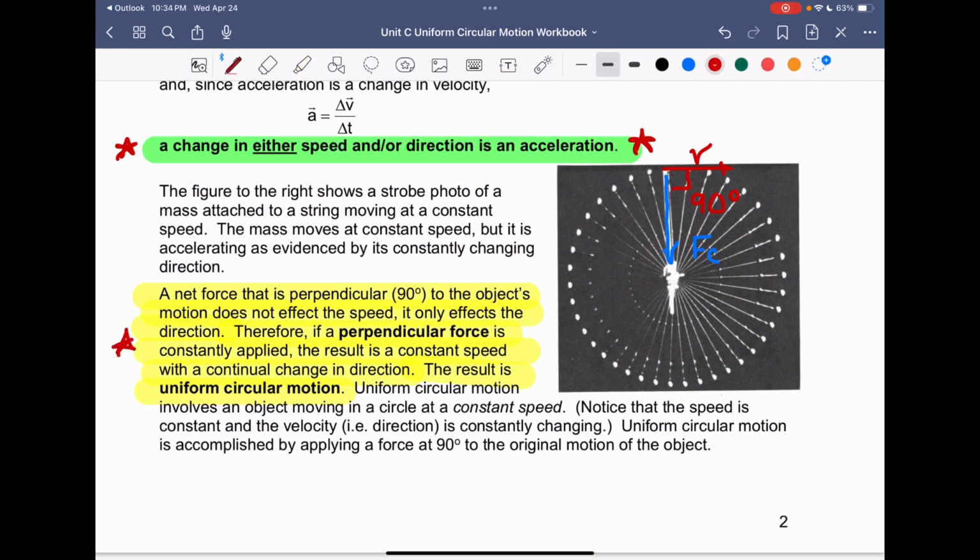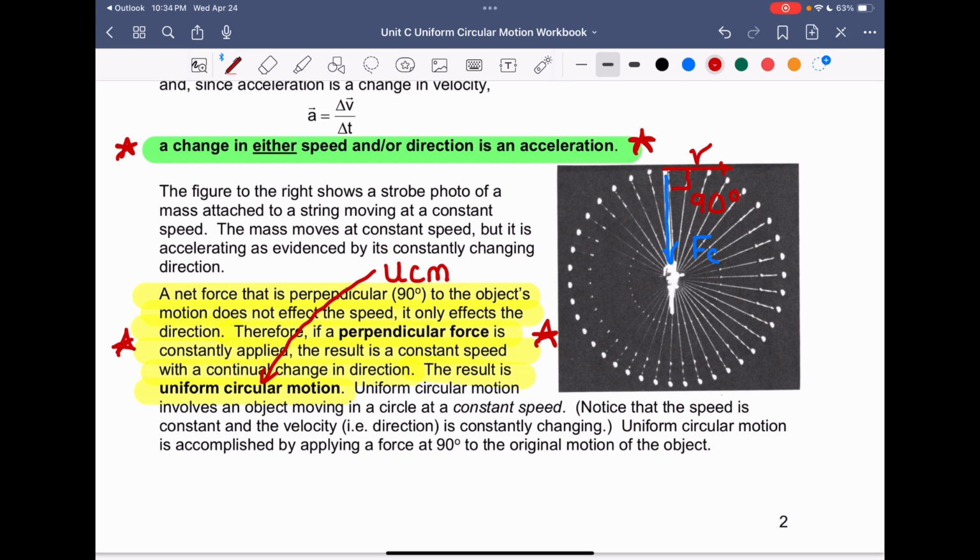Hugely critical. I would highlight this, because this paragraph defines what uniform circular motion, or UCM, is. Uniform circular motion involves an object moving in a circle at a constant speed. Notice that the speed is constant and the velocity, i.e. the direction, is constantly changing. Uniform circular motion is accomplished by applying this force at a 90-degree angle to the original motion of the object. So, a consistent applied force all the way around.